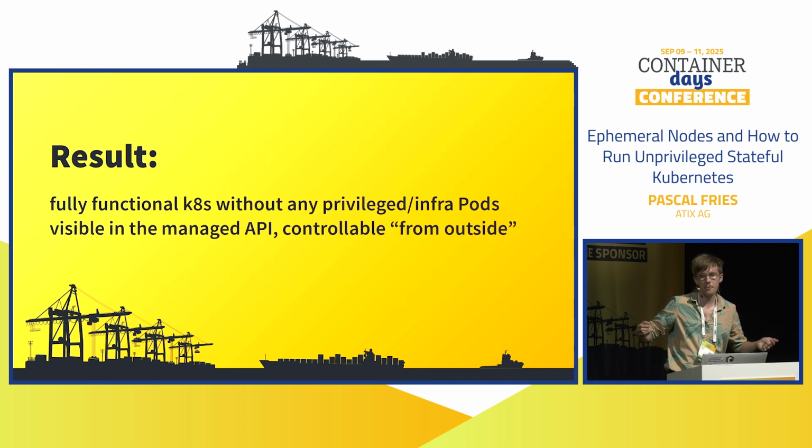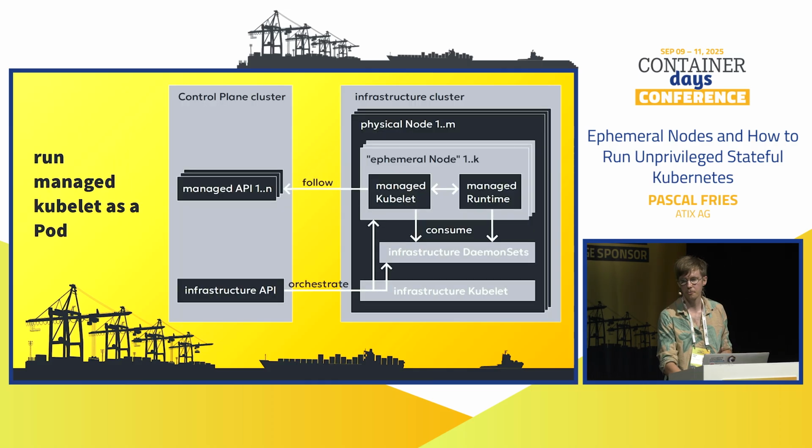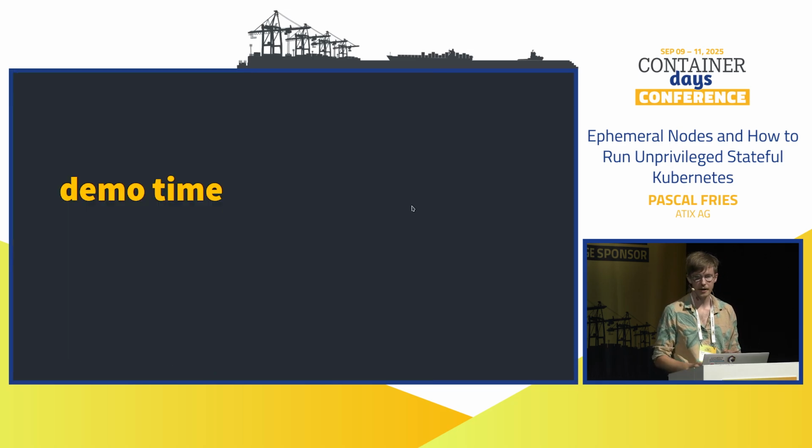And the result will be that we have a fully functional Kubernetes without any privileged infrastructure pods visible within the managed API. Within the managed API, we have a kubelet that follows that managed API, but it doesn't see any of those pods, because the kubelet itself will only see the socket. It will only see the binary of the CNI. And the cool thing about this is I can show you that this is actually working.